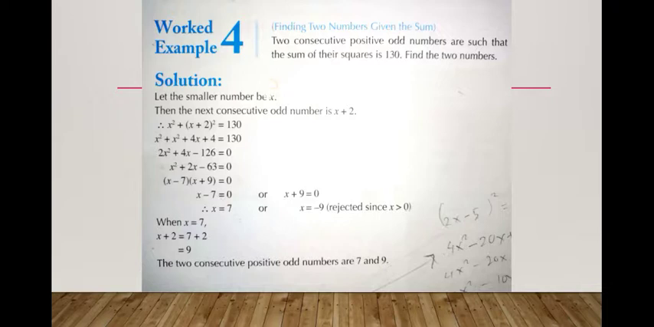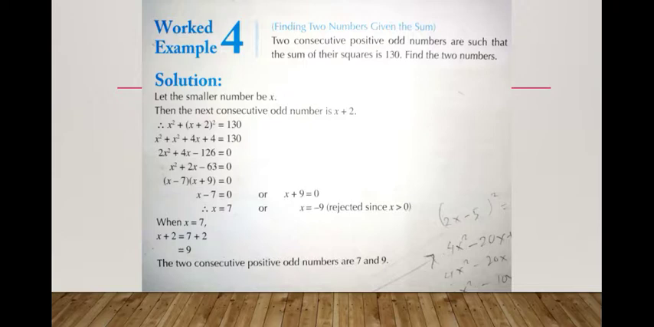So here we have two consecutive positive odd numbers such that the sum of their squares is 130. Find the two numbers. Alright, so usually when we face something like this, we do trial and error, right? We guess. Now, after you learn how to solve quadratic equations, no more guessing. You just turn this problem into a quadratic equation and you solve it using the method that you've learned.